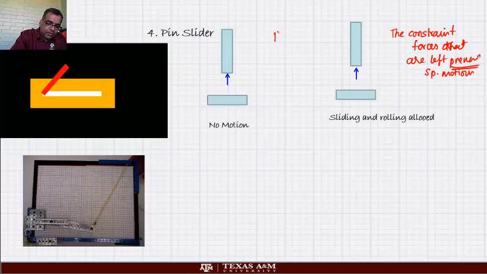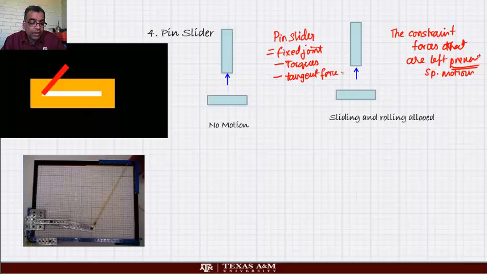So a pin slider equals fixed joint minus torque minus tangential force. Okay, so that's the basic idea. A pin slider equals fixed joint minus torque minus tangential force. So it's left with only normal force. That's how the thing works.